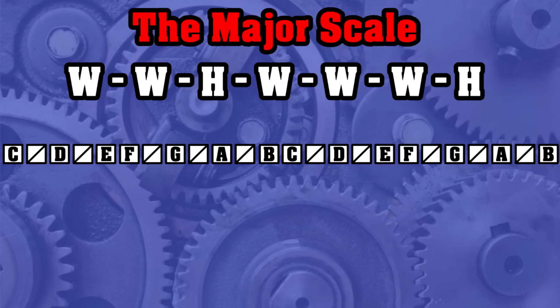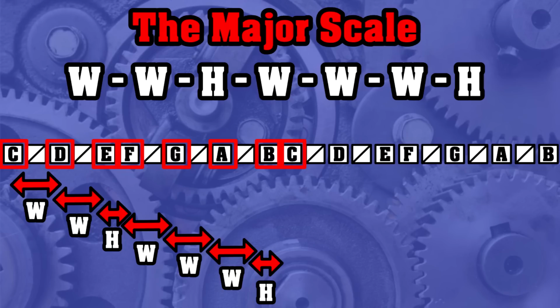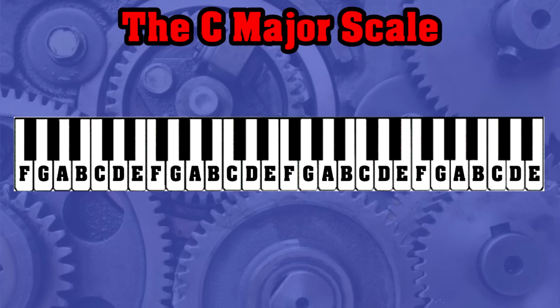So let's try one more. Let's start on the note C. So here are the notes for the key of C major. C major happens to be the one key that only contains natural notes. As you can see, there are none of those in-between notes that have the 2 different names in the key of C major. On a piano, the key of C major is just the white keys.